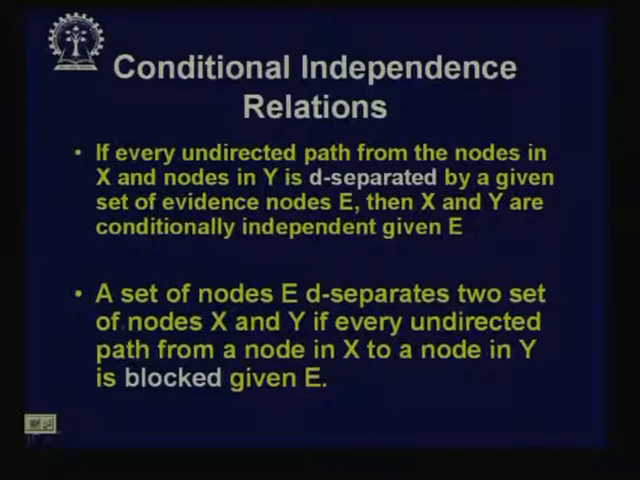Some set of nodes E d-separates, please accept this term, d-separates two sets of nodes x and y if every undirected path from a node in x to a node in y is blocked given E. Okay. Note it down: a set of nodes E d-separates two sets of nodes x and y if every undirected path from a node in x to a node in y is blocked given E.